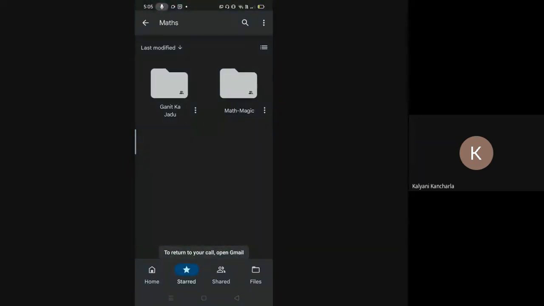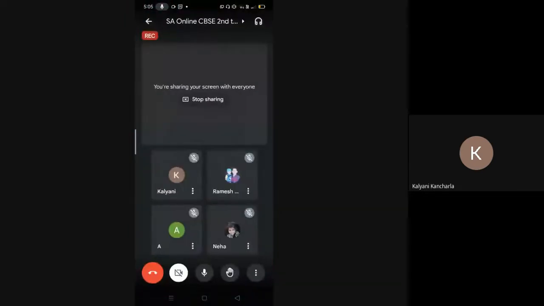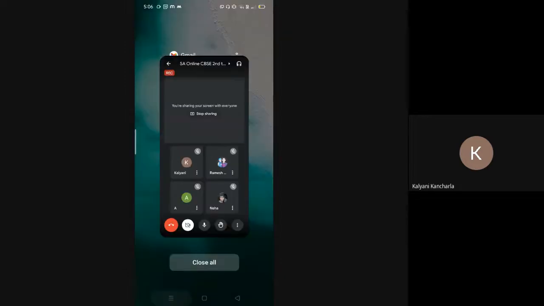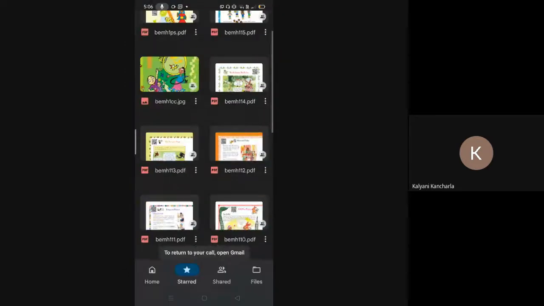Is my screen visible to you? Is it clearly visible? I'm having some network issue with my cell phone. If something like that happens, I will let you know whether we are continuing the class or not. You will receive a message, or if I'm inactive for more than 5 minutes, you can all leave, okay? Because I'm facing some technical issue with my cell phone. When I start facing it again, I will let you know, and then only we will close. Till then, we will continue. Okay. So, standard 2.